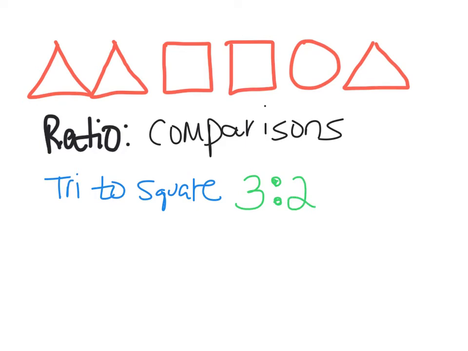Now there are 3 different ways to write a ratio. You can write it with a colon, you can write it with the word to, so it would be 3 to 2 like that, or you can write it as a fraction, 3 over 2.